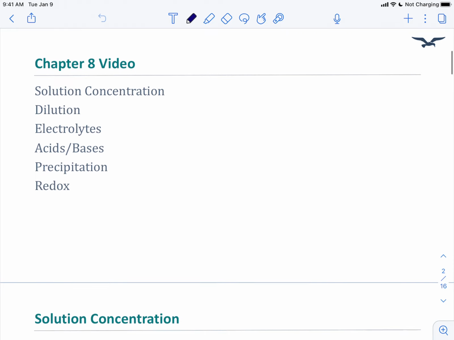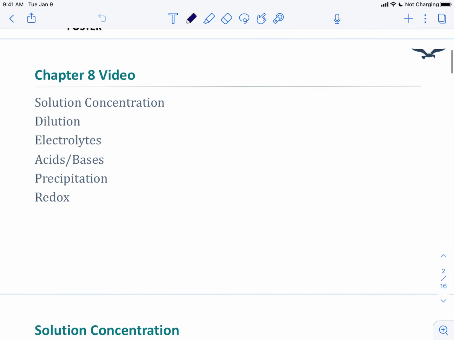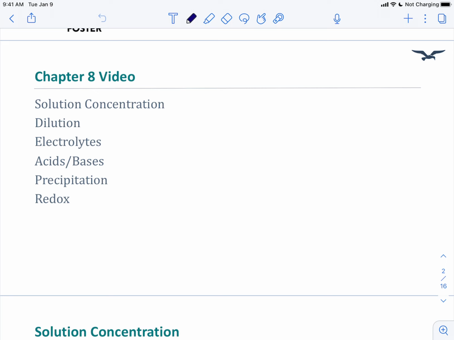And the first thing that we'll go over is solution concentration. That is the first thing in your book and the first thing we're going to tackle. A couple of things I'll do are dilution, electrolytes, acids and bases, precipitation, and redox. So that's most of the topics. There's a few other topics I won't hit on. And once again, there's a lot of topics here. I'll just be introducing most of them, some of them very briefly, and others I'll spend a little more time on.